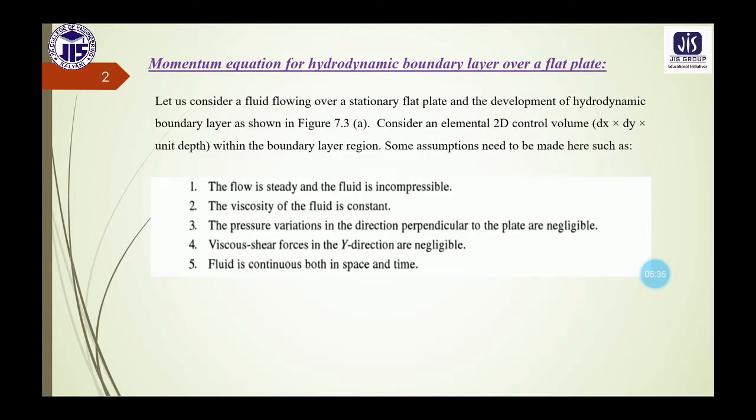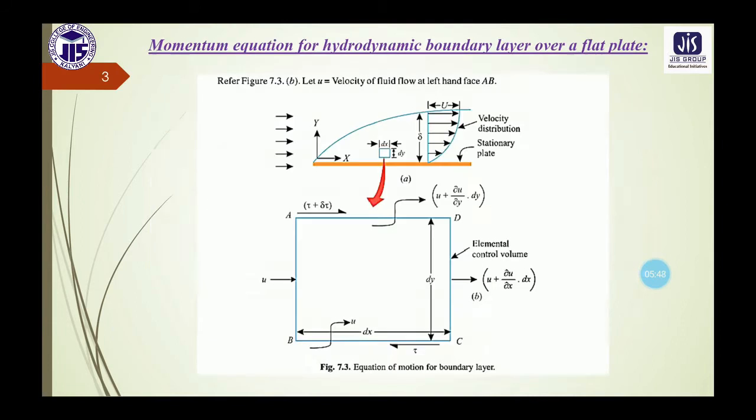So here we have considered an elemental 2D control volume. The volume is dx multiplied by dy multiplied by unit depth within the boundary layer region. So here in this diagram 7.3a, we can see one small elemental volume dx by dy by unit depth, which is zoomed in here in the 7.3b diagram. So that elemental volume has been zoomed here in the 7.3b diagram, and all our discussion, all our concentration will be based on this elemental volume.